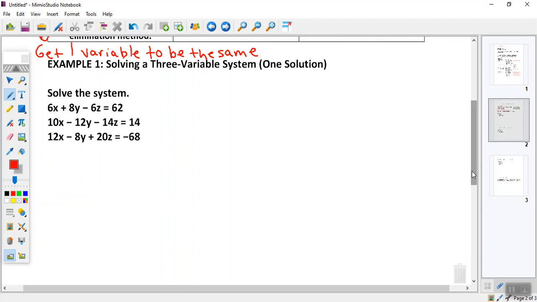24. 24 is the smallest number that 8 would divide into evenly, and 24 would also be divisible by what? 12. Okay, so I'm thinking, are you guys okay if I work with the Y's first? Yeah. Now, I don't have to do that. I can work with the X's.